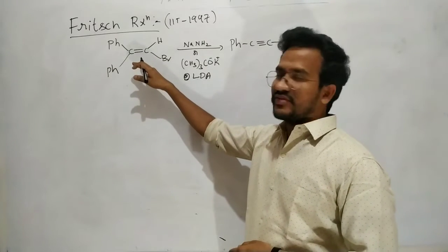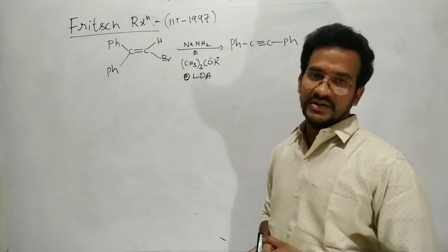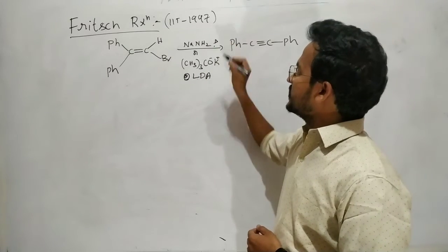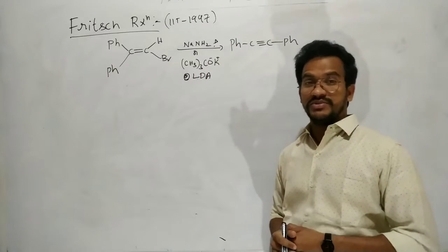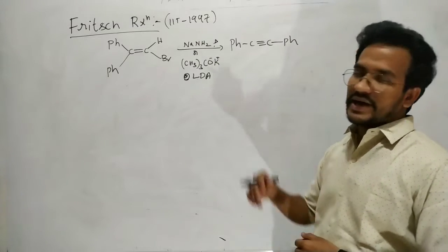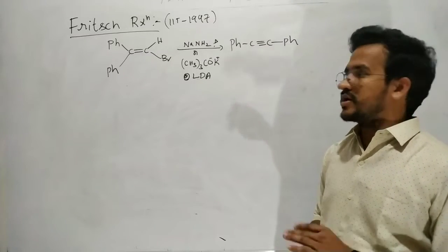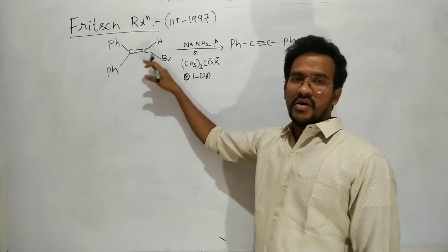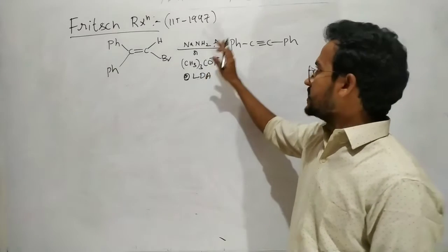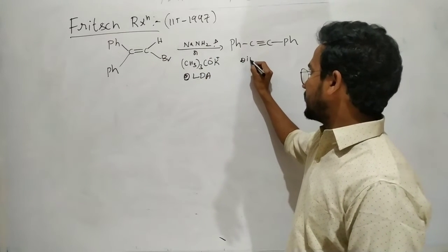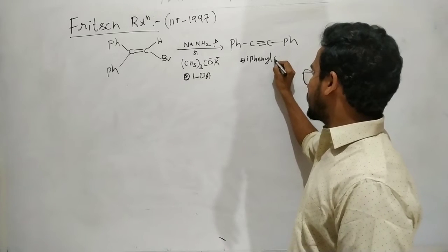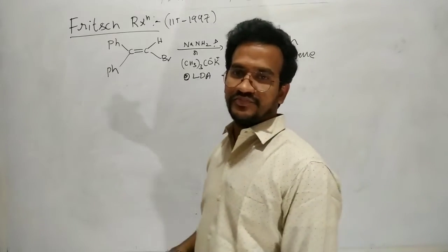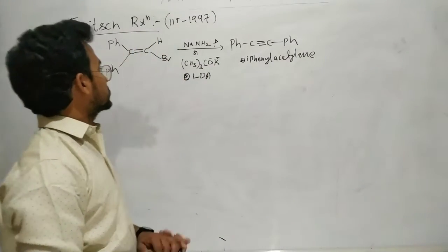a diphenyl haloalkene on heating with a strong base, sodium amide or potassium tertiary butoxide or lithium diisopropyl amide. Okay, any strong base. This diaryl haloalkene on heating with a strong base rearranges to diphenyl acetylene. So it is the Fritsch reaction.